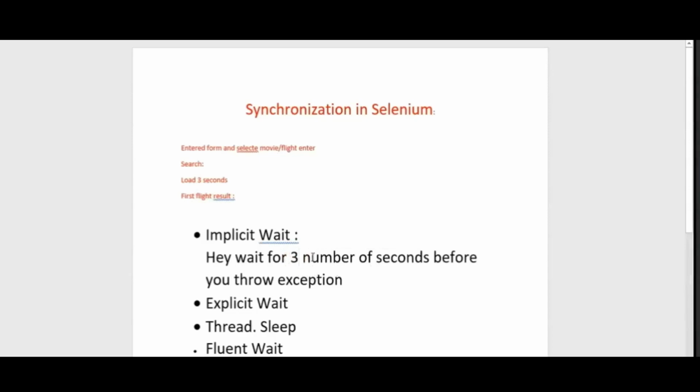So when you develop a test case, it's 100 steps. For each step navigation, it might take some 2 to 3 seconds. So at a global level, you are saying wait for at least 3 seconds before you throw exception, basically the element not displayed error. When you declare that globally, we call it implicit wait.